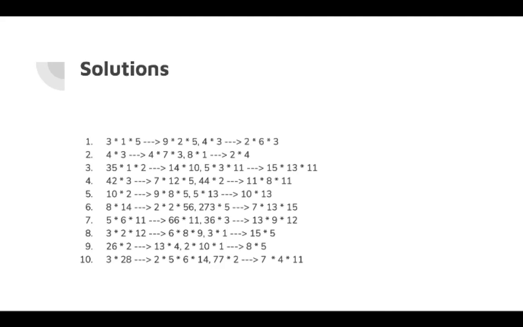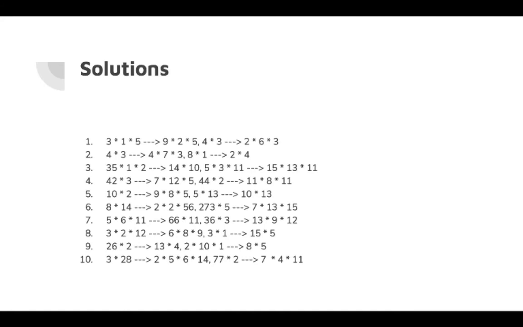Here is the answer to the sixth problem. 8 times 14 goes into 2 times 2 times 56, and 273 times 5 goes into 7 times 13 times 15. Here is the answer to the seventh problem. 5 times 6 times 11 goes into 66 times 11, and 36 times 3 goes into 13 times 9 times 12.